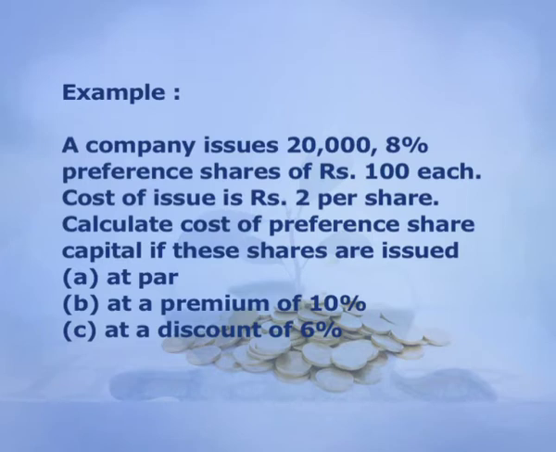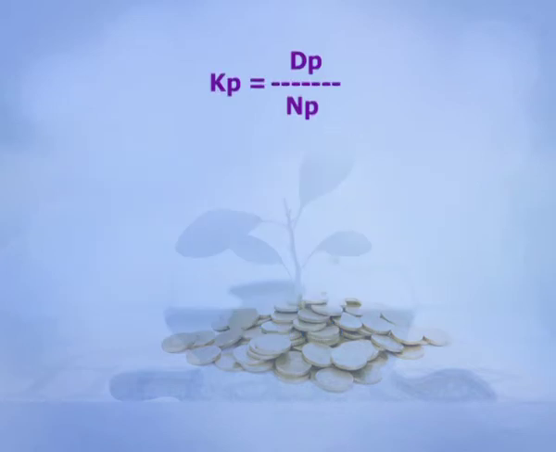A company issues 20,000 8% preference shares of rupees 100 each. Cost of issue is rupees 2 per share. Calculate cost of preference share capital if these shares are issued first at par, second at a premium of 10%, and third at a discount of 6%. Let us see the solution.